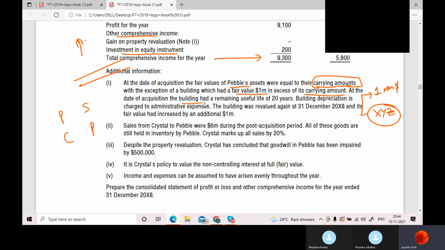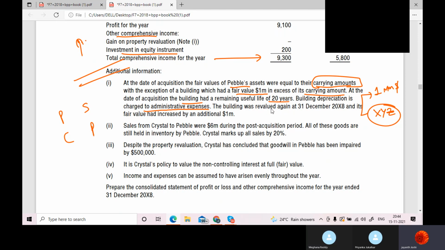At the date of acquisition, the building had a remaining useful life of 20 years. Very handy information for you, basically to calculate depreciation. And building depreciation is charged to administrative expenses. As I said, you need to calculate the depreciation and take it in the administrative expenses, showing it as a line item of that.